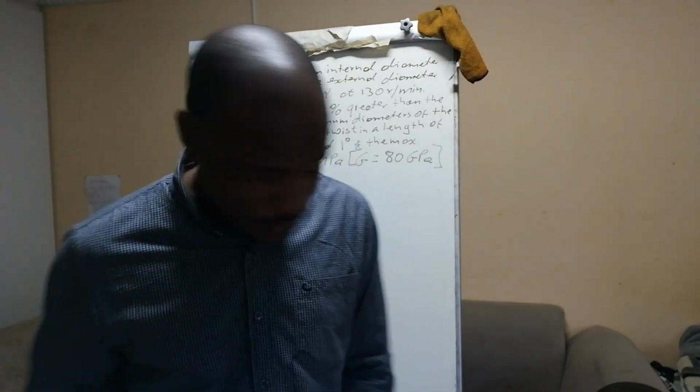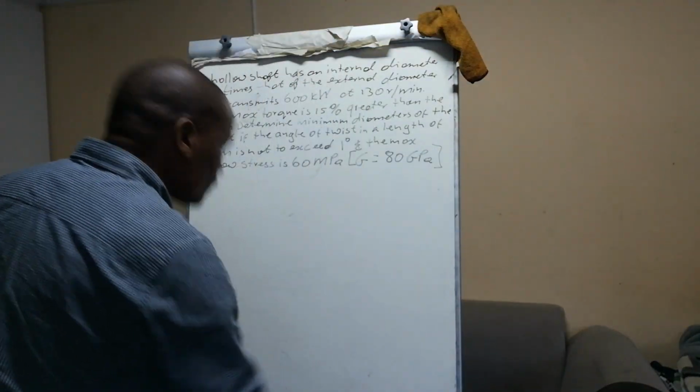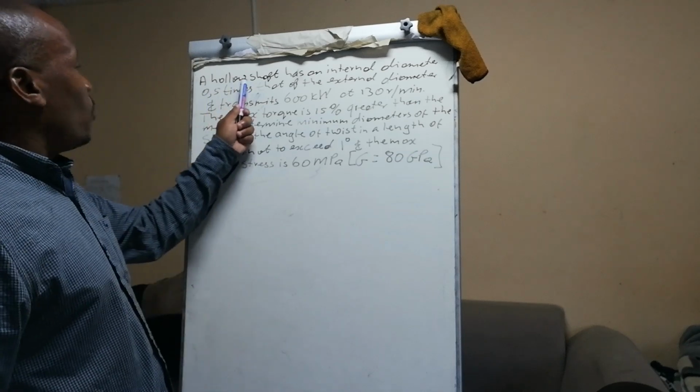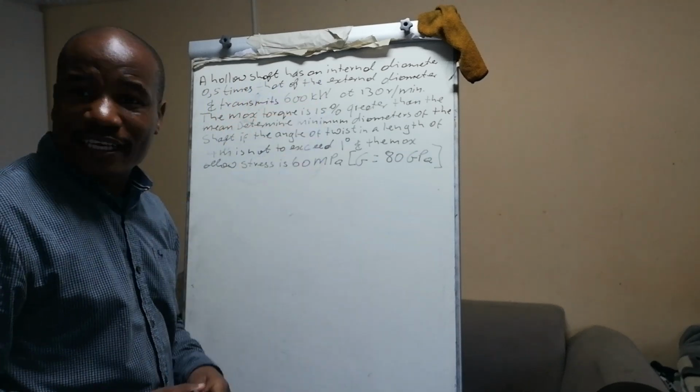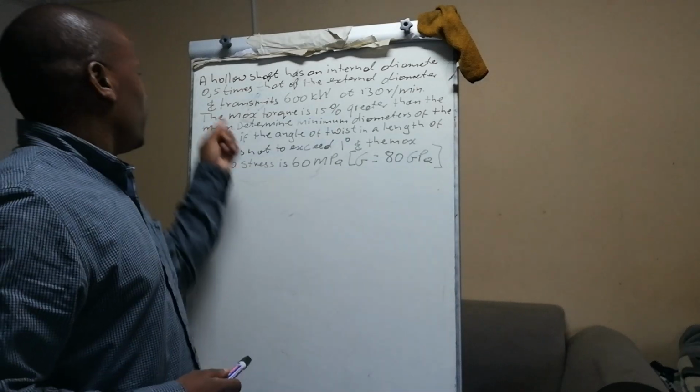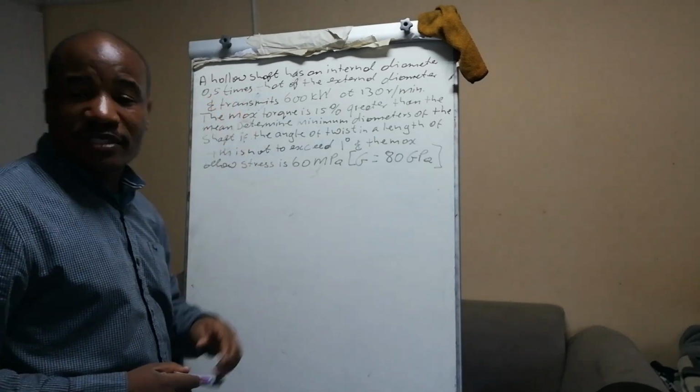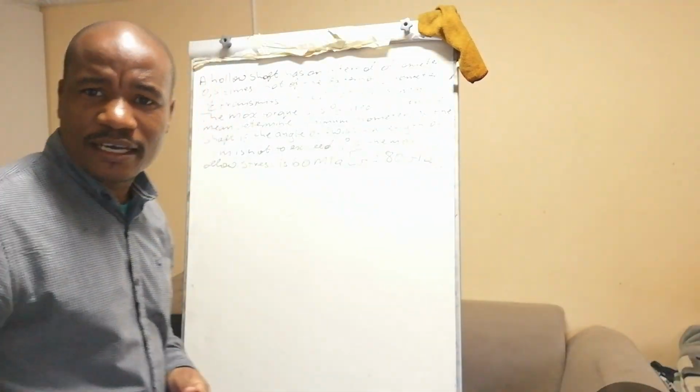It says a hollow shaft has an internal diameter 0.5 times that of the external diameter.